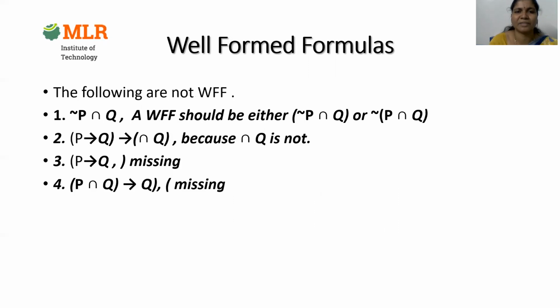Now we are going to see some examples of formulas that are not well-formed. If you consider the first statement, negation P conjunction Q, this is not a well-formed formula. As per the definition, an expression should consist of variables. Here the variables P and Q are there, and an expression should consist of a connective, which is also there, and parentheses are mandatory. In the given statement, there is no parenthesis. Based on this, we can say that it is not a well-formed formula.